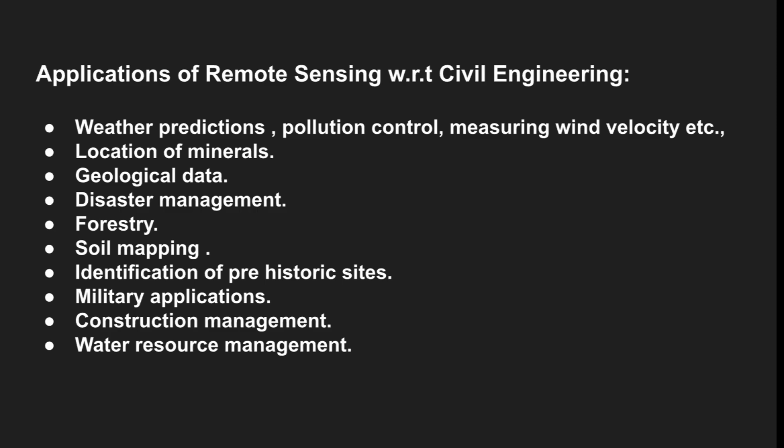Now we will see applications of remote sensing with respect to civil engineering. Remote sensing can be used for weather prediction, like pollution control and measuring wind velocity, and for locating minerals in the earth's crust. Remote sensing is used in disaster management to know about cyclones and when tsunamis are going to come.